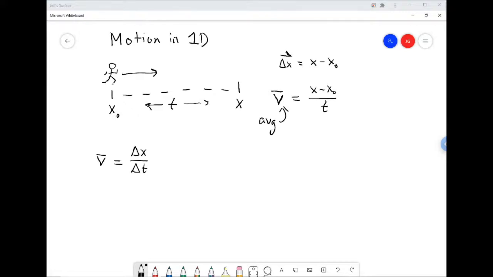And one thing you'll learn in calculus when you talk about limits is you can think about what happens to this quantity in the limit where the interval of time goes to 0. What you get is an average velocity over an infinitesimally small interval of time, and that is called instantaneous velocity.